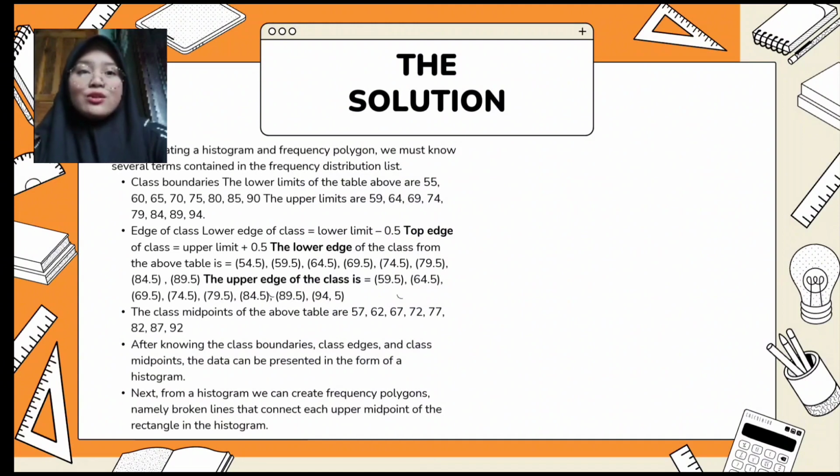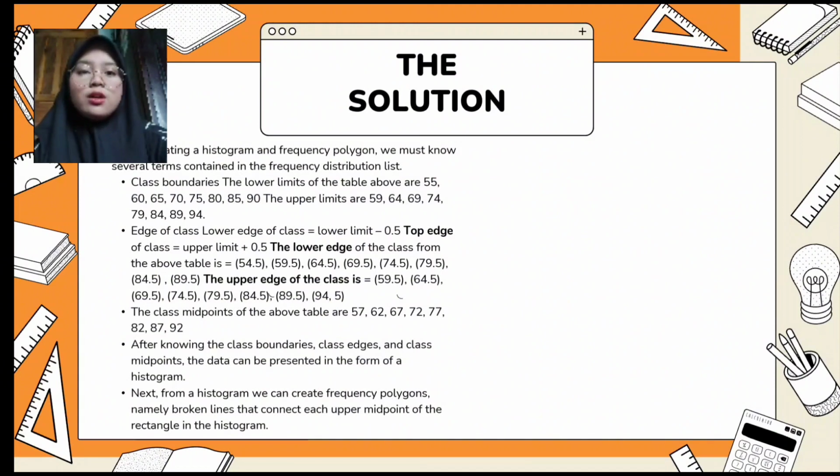Before creating a histogram and frequency polygon, we must know several terms contained in the frequency distribution list. Number 1. Class boundaries. The lower limits of the table above are 55, 60, 65, 70, 75, 80, 85, and 90. The upper limits are 59, 64, 69, 74, 79, 84, 89, and 94.